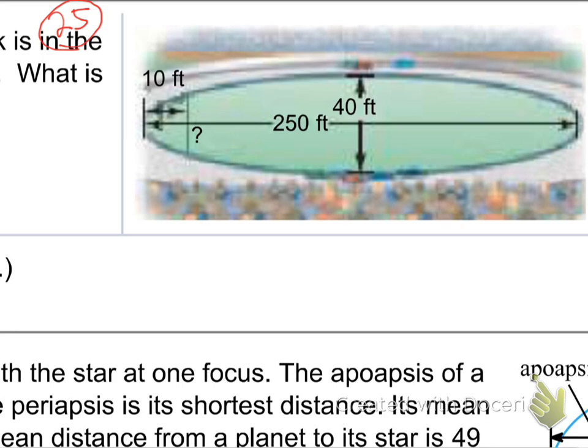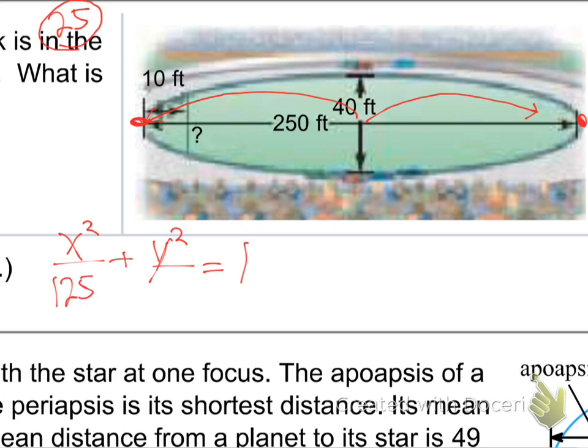So that means it's 0, 20, 0, 20. Yeah, so we're going to write the equation. X squared over a squared plus y squared over b squared is 1. Do we know what goes underneath x or y? What goes underneath x? Remember, x is how far right and left to the edges from the center. Half of 250 is 125, right?